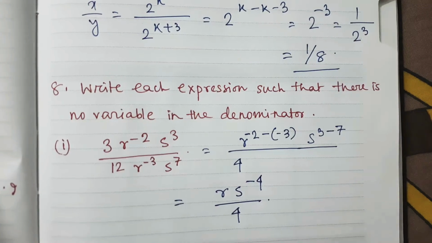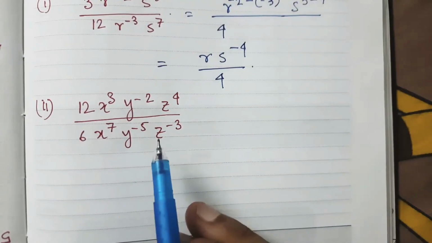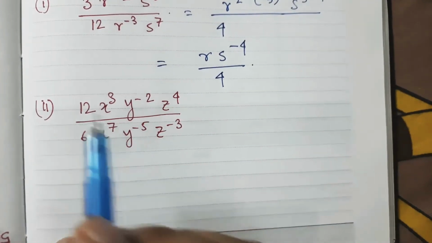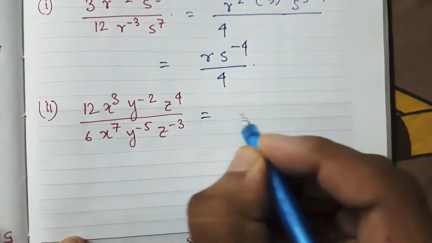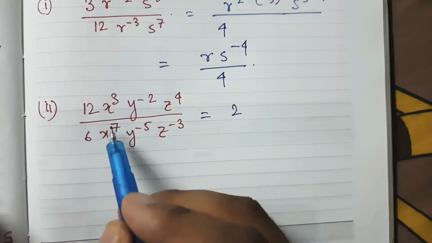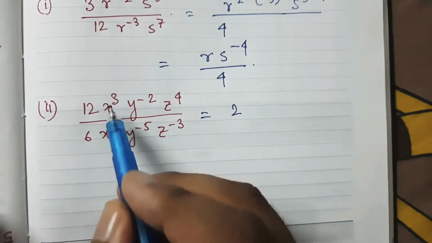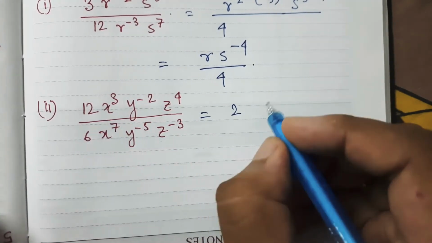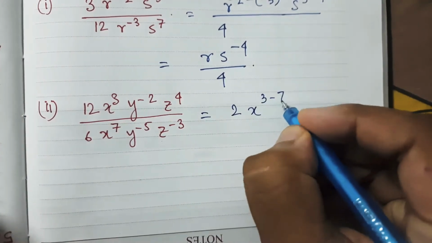Divided by 4. So this is the answer. So this problem is again like the previous one. This is part 2. Okay, here 6 2s are 12. So 2, and then for this term and this term, bases are same, powers are different. So apply formula number 5. So x to the power 3 minus 7.